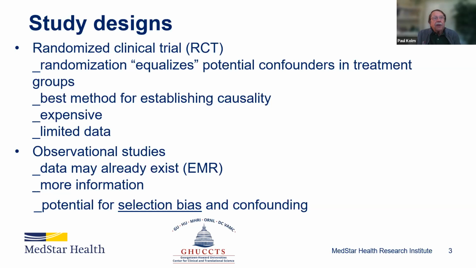On the other hand, observational studies have the advantage that the data already might exist, like in an electronic medical record. And often in observational studies, you have registries where there's a lot of patient information. But the problem is when you go to analyze or compare treatment groups or different therapies, you have the potential for selection bias and confounding.